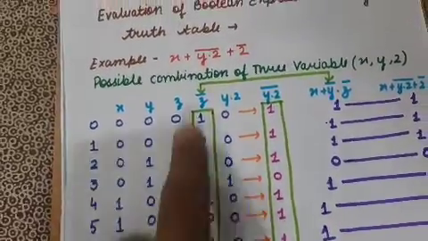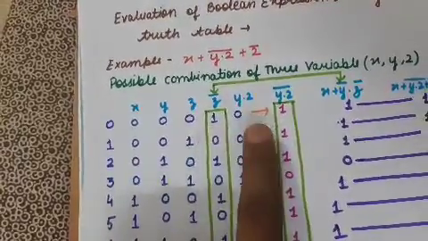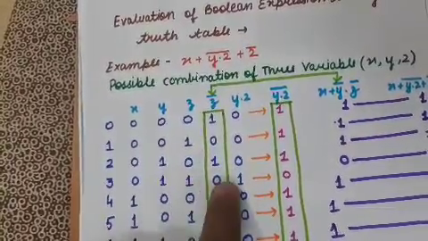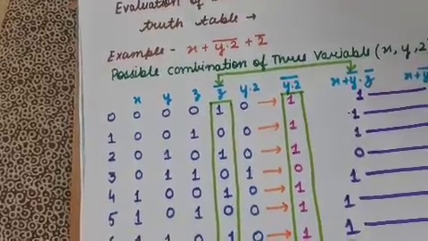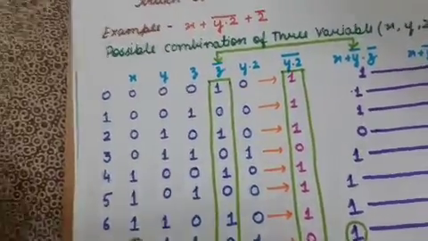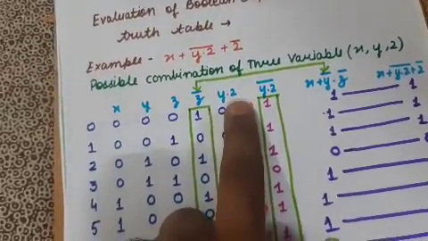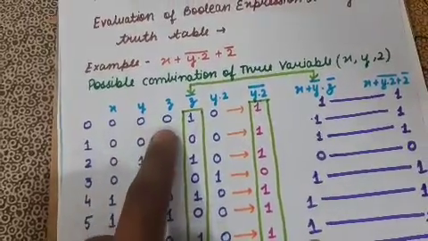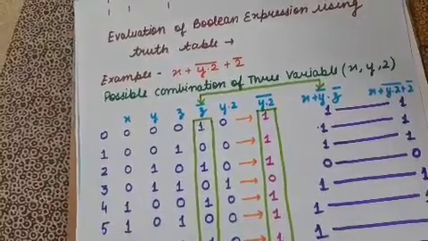Then y dot z. First we calculate the z bar. Z bar means the opposite state. The value of the input is changed to the opposite. So 1 becomes 0, 0 becomes 1. Then we calculate y dot z. That is the AND operator, the multiplication of y and z. The answer is 0, 0, 0, 1, 0, 0, 0, 1.